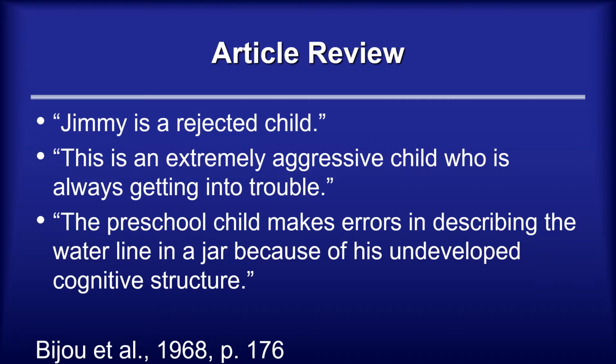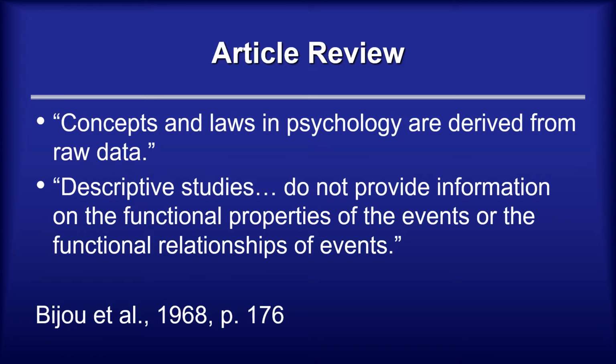The fact that these statements about behavior can be made objectively is part of the first assumption stated by the authors of this article, that psychology can be a natural science. The second assumption stated in this article is that concepts and laws in psychology are derived from raw data. This type of science was described in a previous module. Do you remember the term for it? Since we base conclusions on data rather than forming hypotheses and then testing them, we are primarily an inductive science.